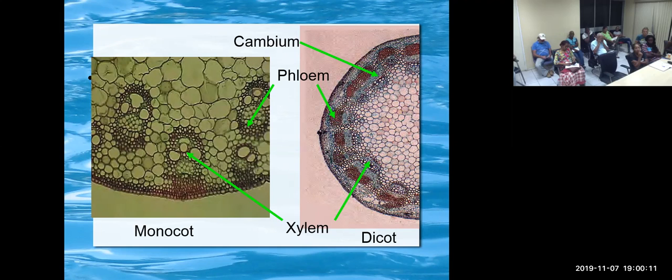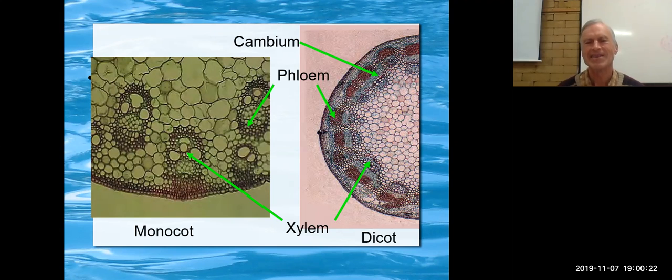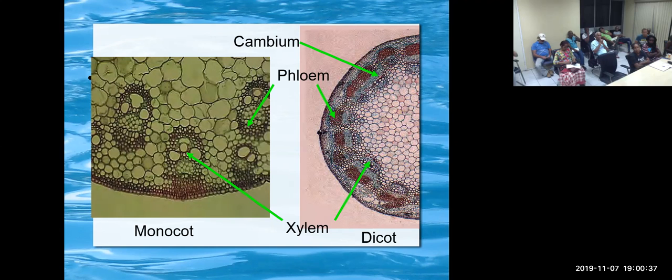Got a question, Steve? Yeah. You can only find cambium in dicots, not monocots. That's right. So basically, the cambium helps extend the stem, right? Yeah. So how does a monocot stem get thicker without the cambium?